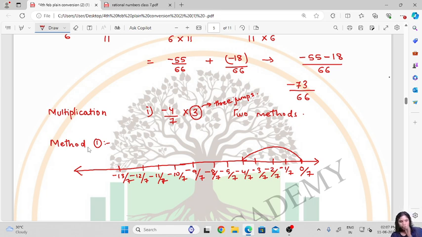Now this is my first jump, and how many jumps do we need to make? Three. So again the same way I'll make my second jump: 1, 2, 3 and 4. So we'll reach 10 by 7. Okay, 5 is a slight mistake here.